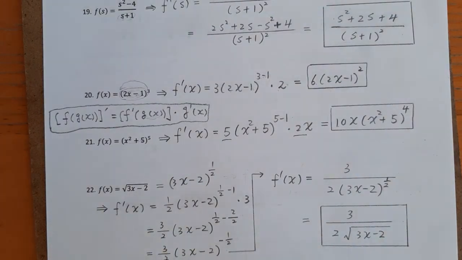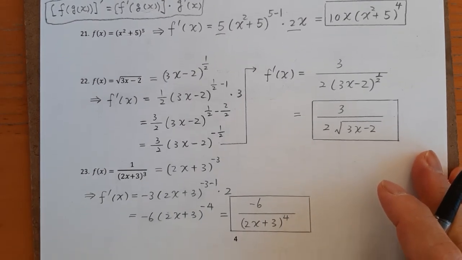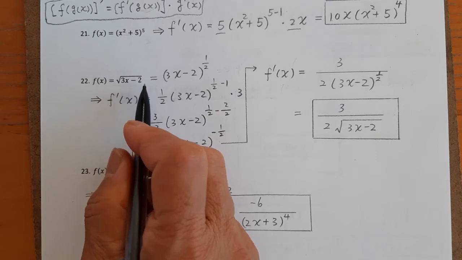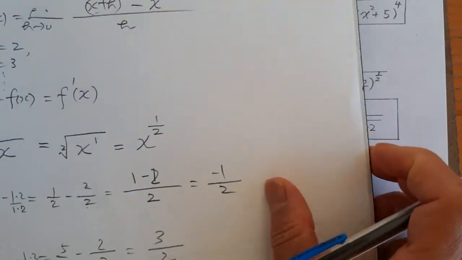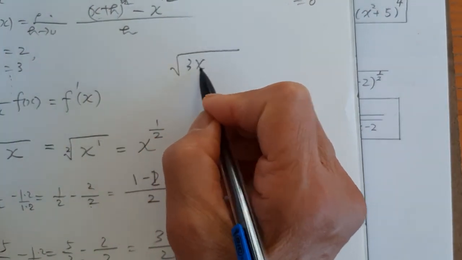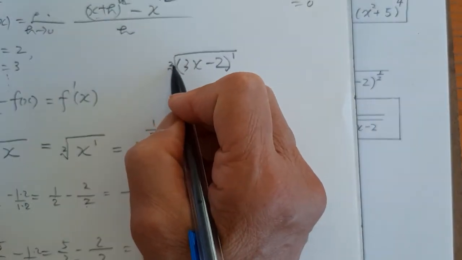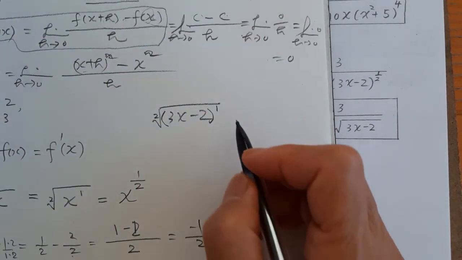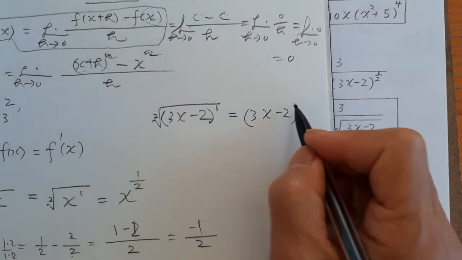Then next one, square root. Question 22. 3x minus 2. This is radical. This radical is square root of 3x minus 2. Means to the power 1, and the radical index is 2. And change to exponential form is 3x minus 2 to the power m over n, 1 over 2.